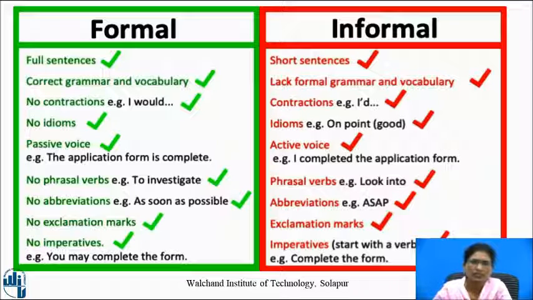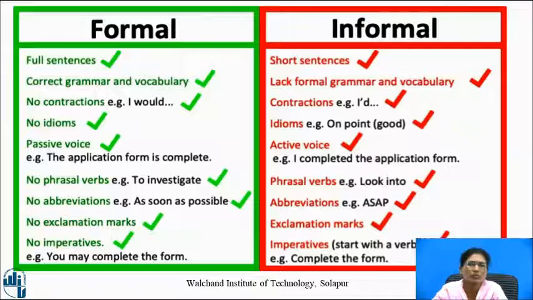We can understand by language whether it is formal or informal. How can we understand that there is a difference between formal and informal language? See, in formal conversation, you can find full sentences, correct grammar and vocabulary, no contractions, no idioms, no passive sentences or phrasal verbs. We can use active voice. Then no abbreviations, no exclamation marks, no imperatives. Instead of "complete the form," you may say "you may complete the form."